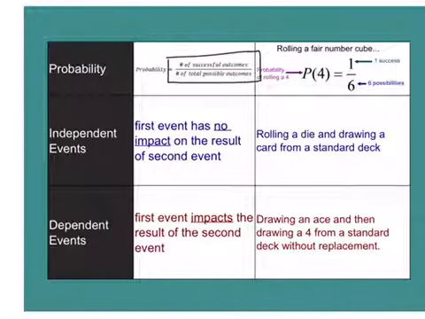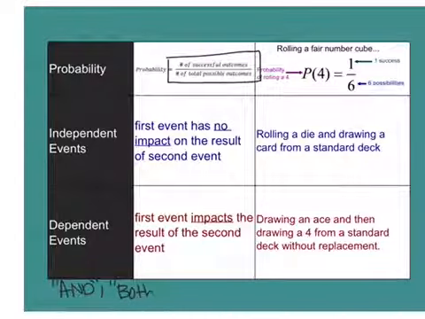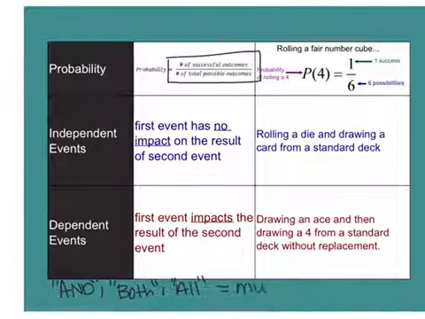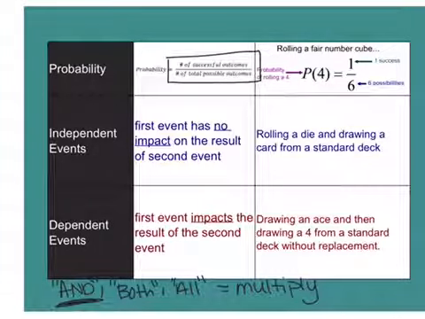Again, you want to keep those key words. When you see and, both, or all, we're going to multiply these things together. So these words mean to multiply. That's going to be really important for you to remember that when you see and, especially this one, this is a really big one, and means to multiply in math.